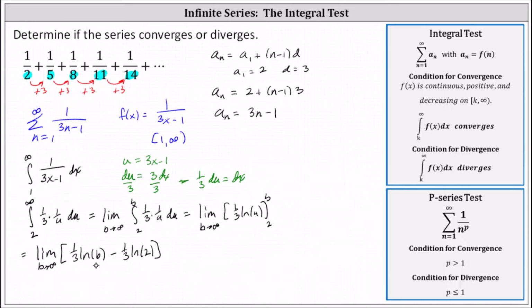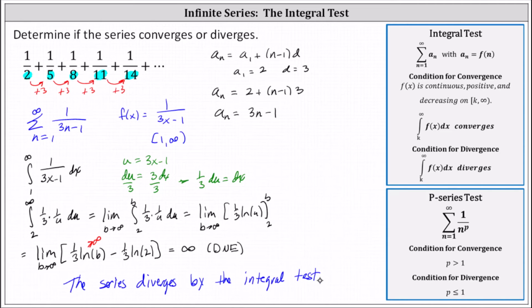As b approaches infinity, 1/3 natural log b increases without bound, very slowly, but it does, and approaches positive infinity, which indicates the limit approaches infinity, which does not exist, which indicates the improper integral diverges, and so does the series. So the series diverges by the integral test. I hope you found this helpful.